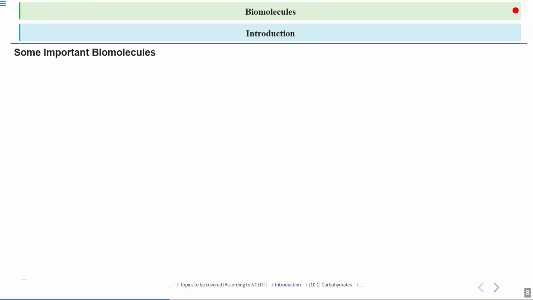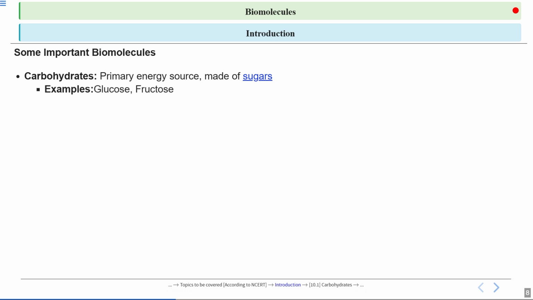Now we will see some important biomolecules. First we will talk about carbohydrates. So carbohydrates are the body's primary energy source. They are made up of simple sugars, which are small molecules that can be quickly broken down to release energy. Examples are glucose and fructose. So glucose is the main sugar which is found in our blood and is used by our cells for energy. Whereas fructose is found in fruits and also provides energy.